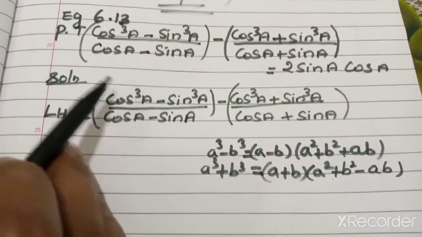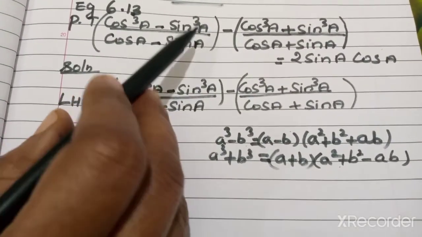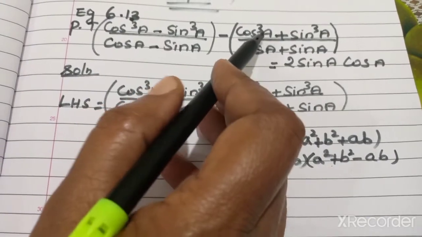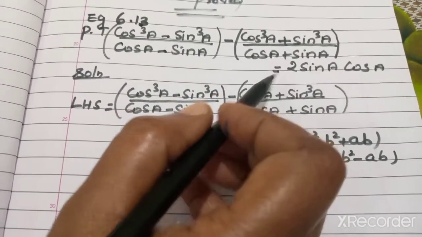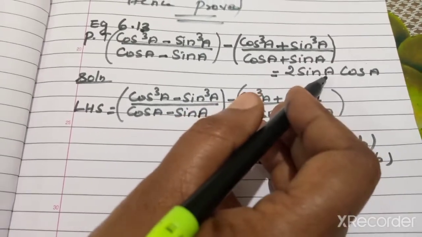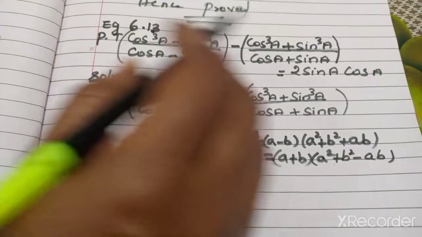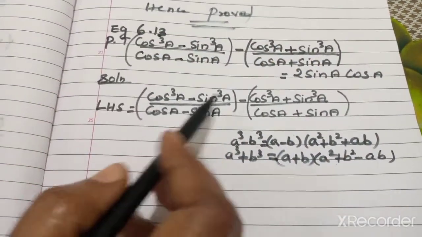Next, let us do the example 6.13. Prove that (cos cube A minus sin cube A) by (cos A minus sin A) minus (cos cube A plus sin cube A) by (cos A plus sin A) is equal to 2 sin A cos A. Okay, let us take the LHS side to prove. Any one side you can take, that is your wish. Better we can take the LHS side.